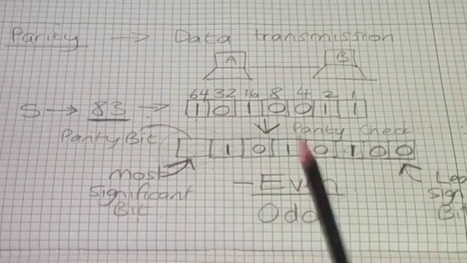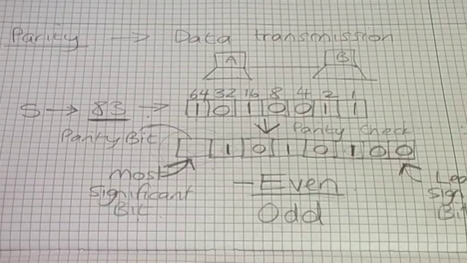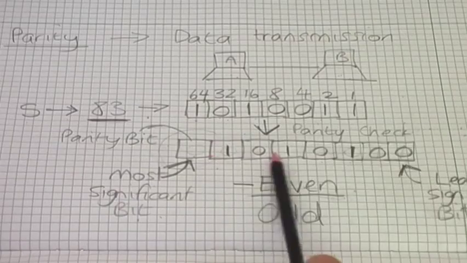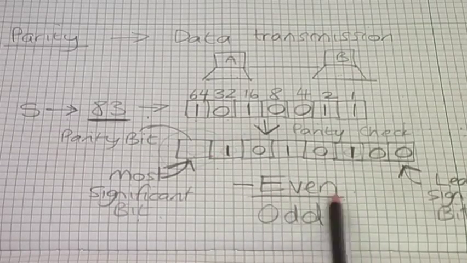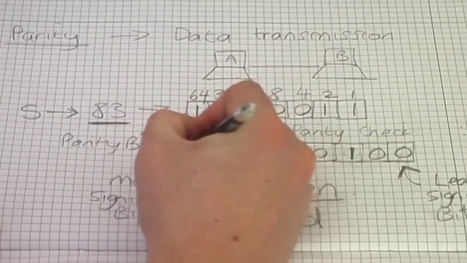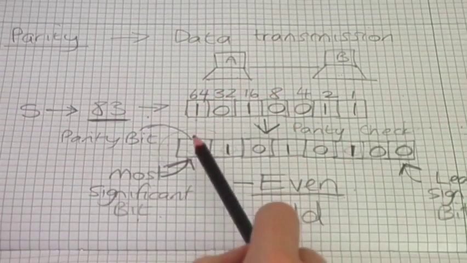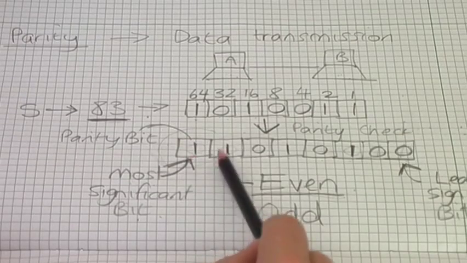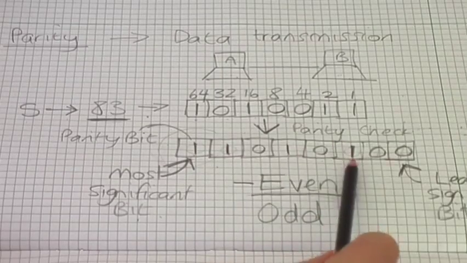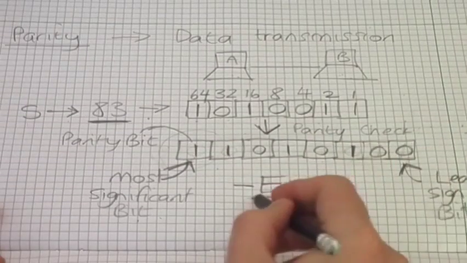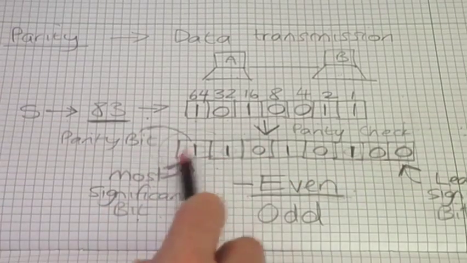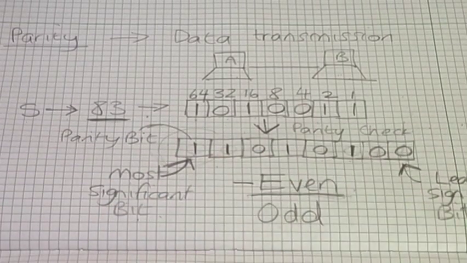Like we did before, computer A is going to count the number of ones. 1, 2, 3. This time there is an odd number of ones. We're using even parity, so the parity bit is going to become a 1. So that when you total up the number of ones in your byte of data, it becomes an even number. 1, 2, 3, 4. Even parity should be that when you add your parity bit, the total number of ones becomes an even number.